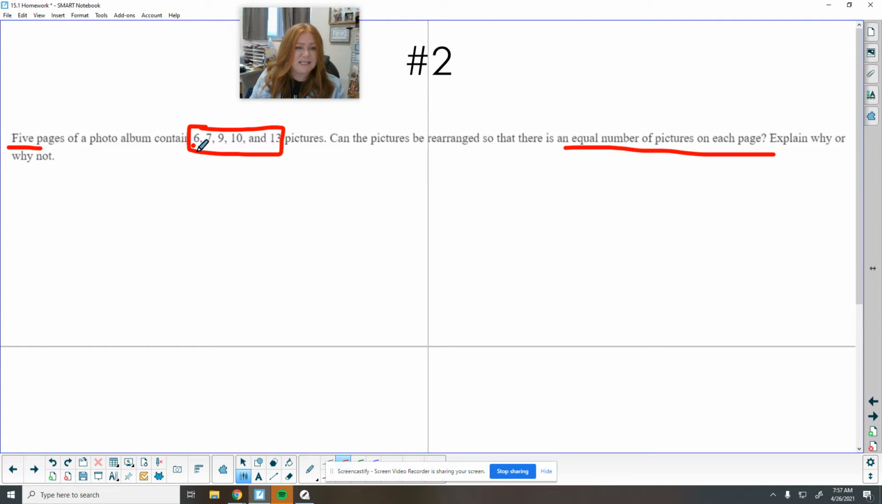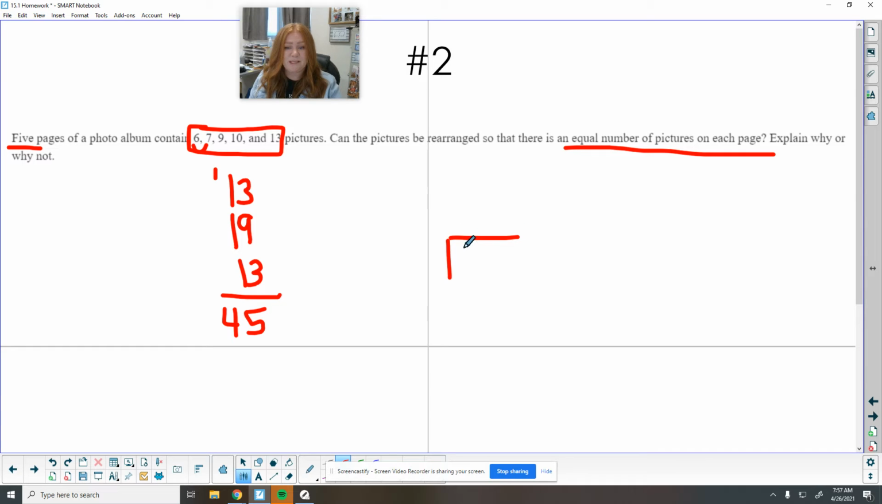So I can see 6 and 7 makes 13. And 9 and 10 is 19 and another 13. Here's 12 plus 3 is 15 and 4. So we have 45 total pictures. And we want to cut that into 5 pages with the same amount on every page. So go ahead and do that.